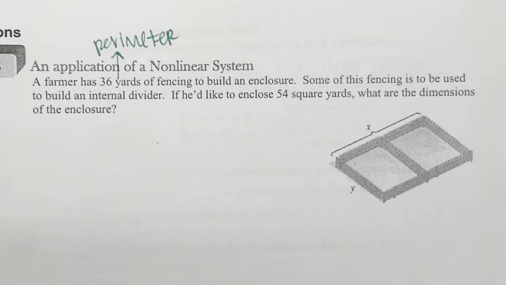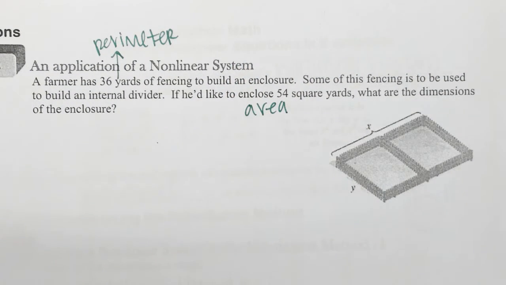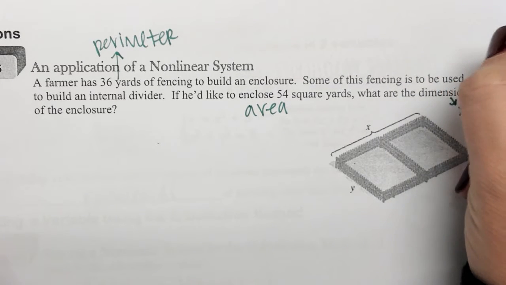Go ahead, Antonio. Some of this fencing is to be used to build an internal divider. Yep. If he likes to enclose 54 square yards. Stop. Alright, if he likes to enclose 54 square yards, that means inside. So that's talking about what? Area. Good. Go ahead. What are the dimensions of the enclosure? Dimensions is talking about what? Length and width. Good. So dimensions is talking about finding x and y.